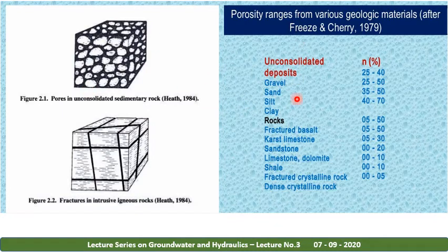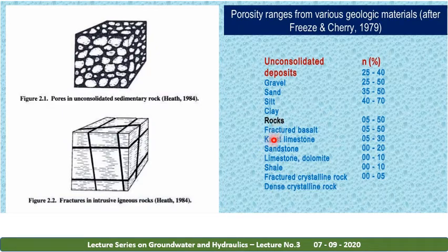And you can see this gravel in these ranges. You can understand which material can hold more water, which material will have more porousness. In consolidated deposition, the porosity is like this: in gravel you may have 25 to 50%, sand 35 to 50%, silt 40 to 70%, and clay 40 to 70%. You can observe in this particular diagram how the value ranges are differentiated in these depositions.